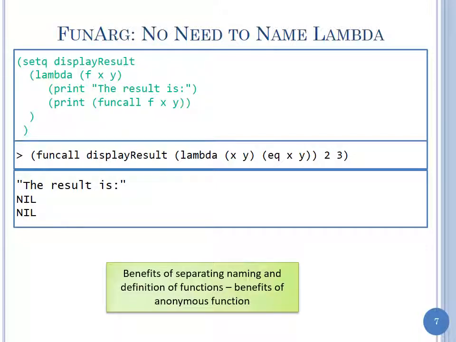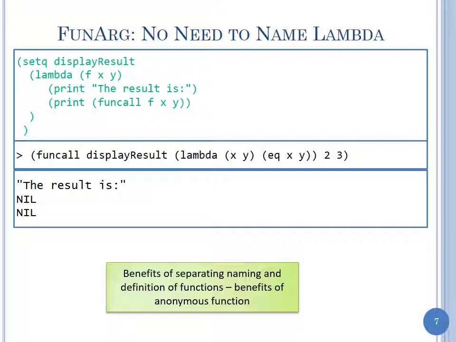The benefits of separating naming and definition of functions. When we first did lambdas, you guys weren't motivated. Why are we creating anonymous functions? The whole idea of lambda is that you can create an anonymous function and name it separately. When would you use a body without a name? Here I'm using lambda expressions without the name. So this is the first real use of a lambda expression without its application.